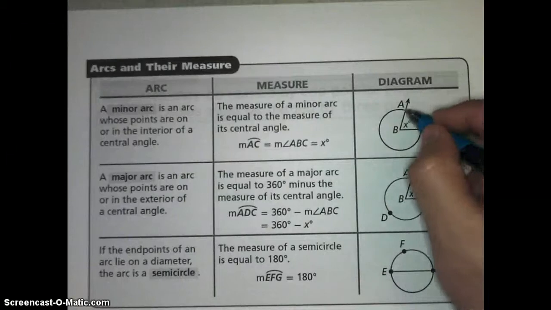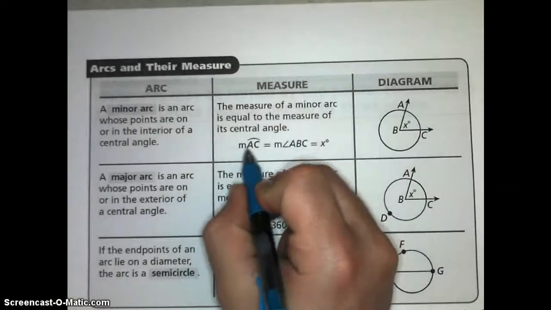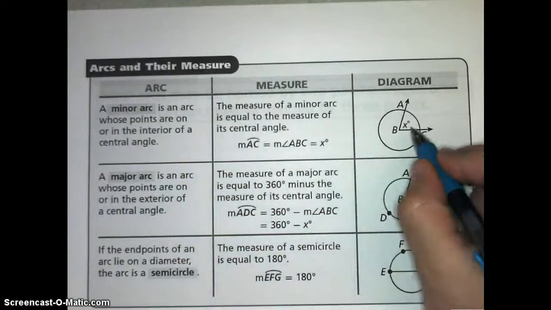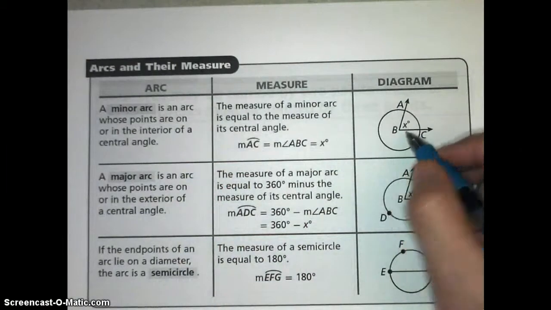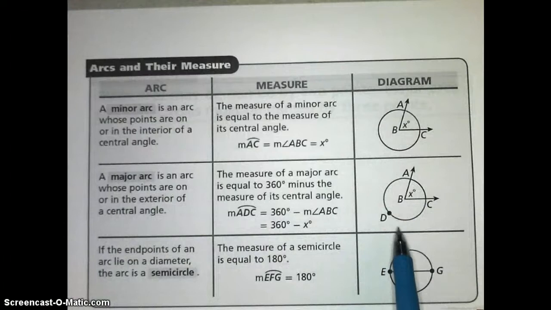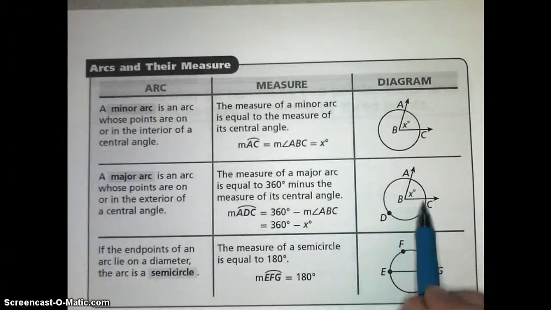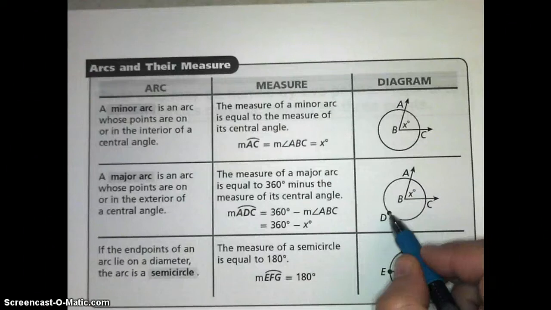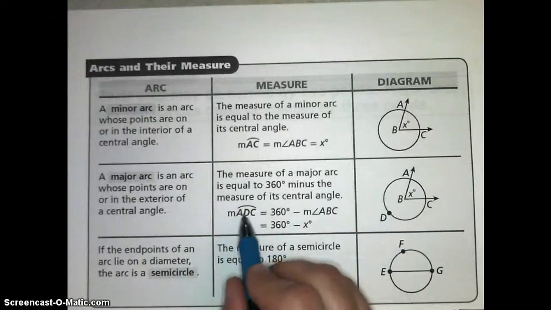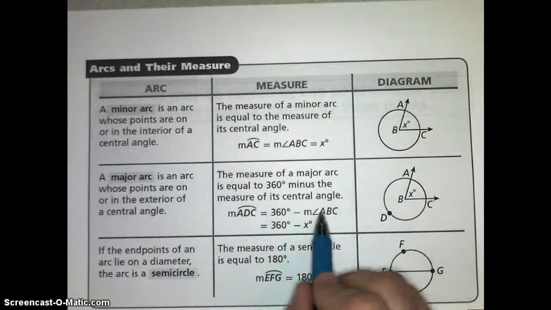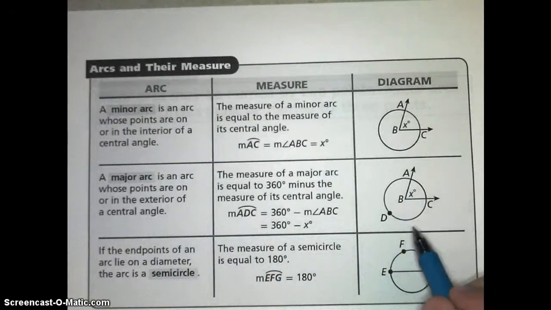Okay, so we have minor arc AC, and we use this notation to show arc AC, and we talk about the measure of arc AC being equal to the measure of the central angle. The major arc would be called ADC or CDA. We have to use a third point over here to indicate a major arc so we don't confuse it with the minor arc. That is equal to 360 minus the measure of that central angle.